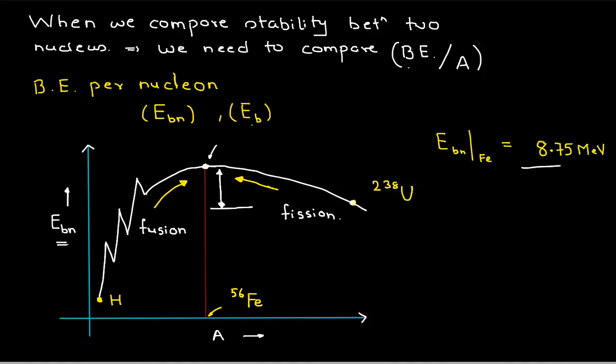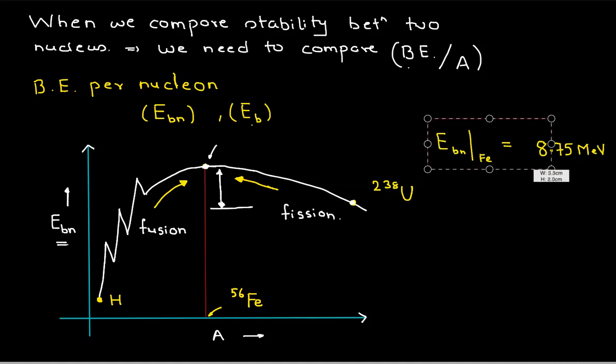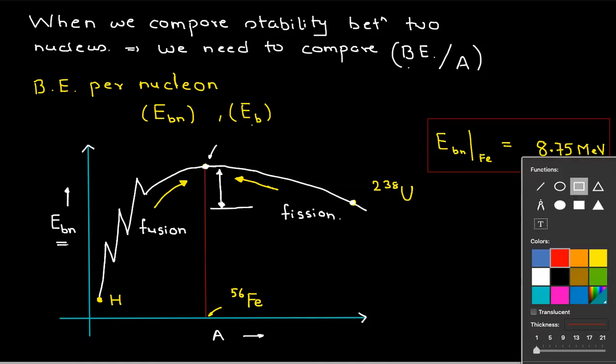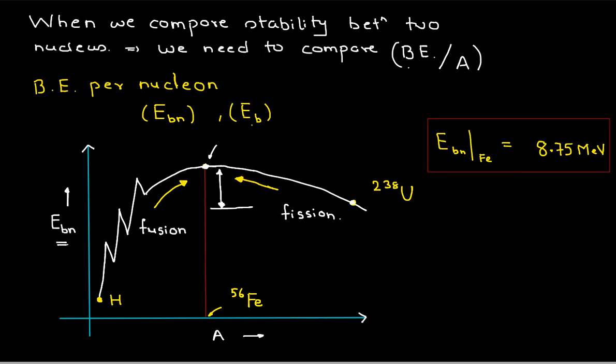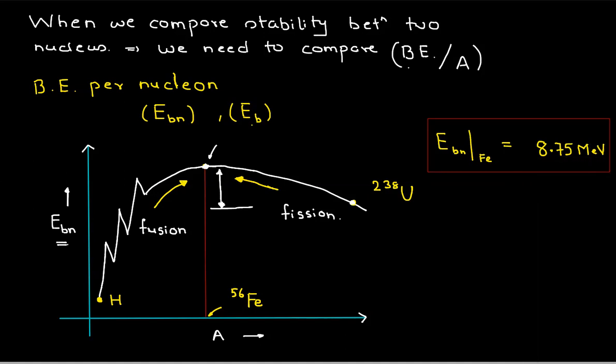Okay, every element, if you compare every element's binding energy, iron's is the highest. So if you're finding binding energy more than 8.75, you are wrong. Okay, this is the maximum possible binding energy. Anyone has any doubt in this diagram?